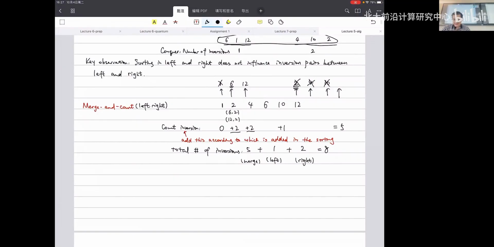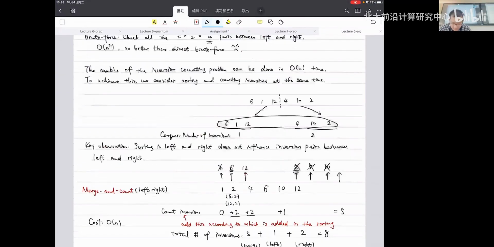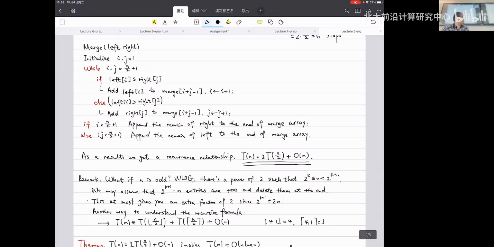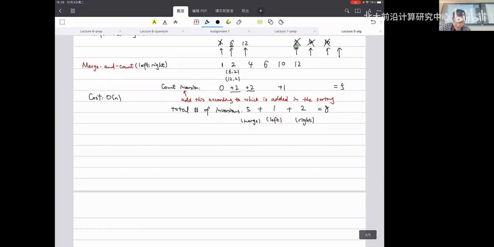Okay, so I guess the intuition here is relatively straightforward. In this algorithm, you can clearly see that the cost is O(n). But for you to better understand this algorithm, I think it's still very important to write it down. Although the merge sort idea is relatively straightforward, it's a good practice to write down this merge and count algorithm on the next page.